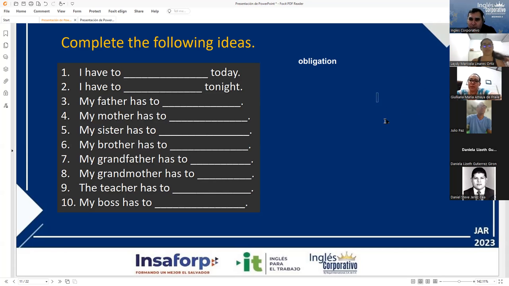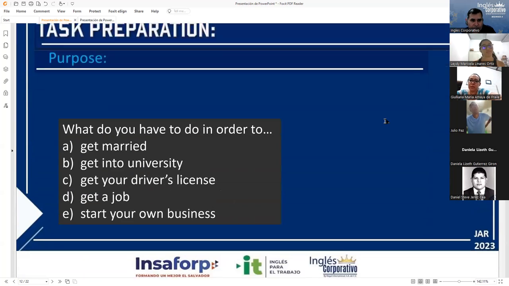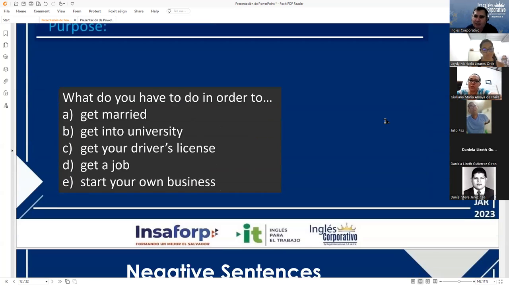Excellent, my dear ones. Let's move to the next. We're going to discuss this. I wanted to do it in the groups, but like I said, we cannot do it in the groups because there are a lot of things going on. But we're going to explore this together. What do you have to do in order to get married? What is the first thing that you have to do?